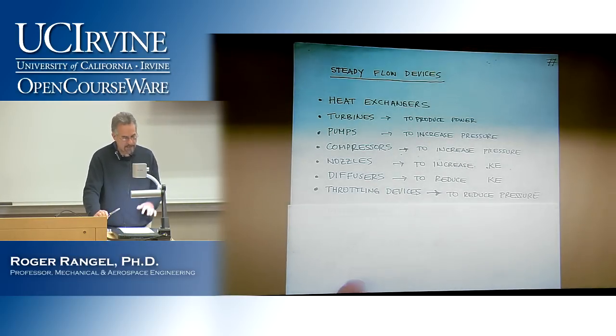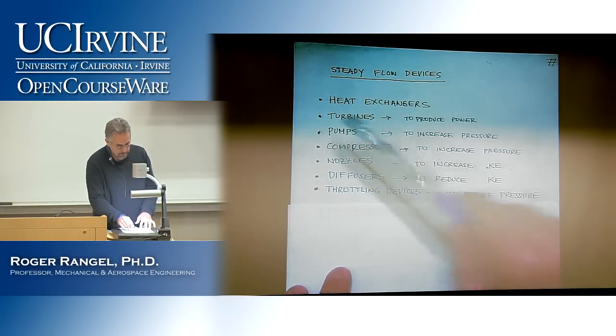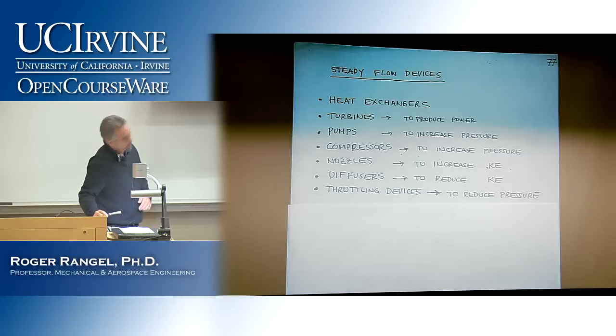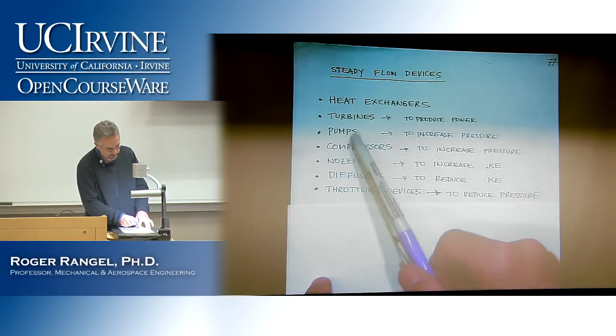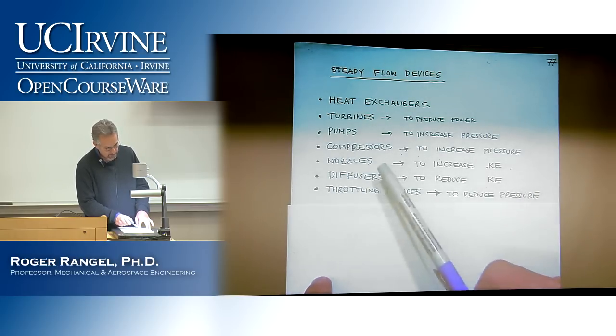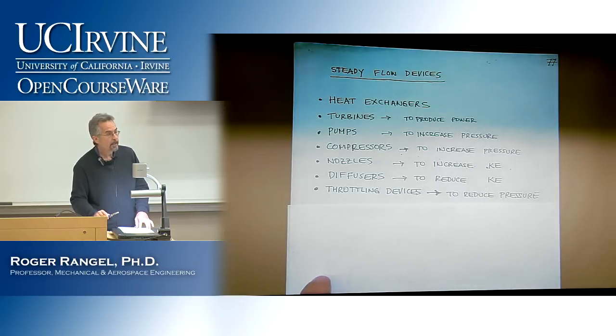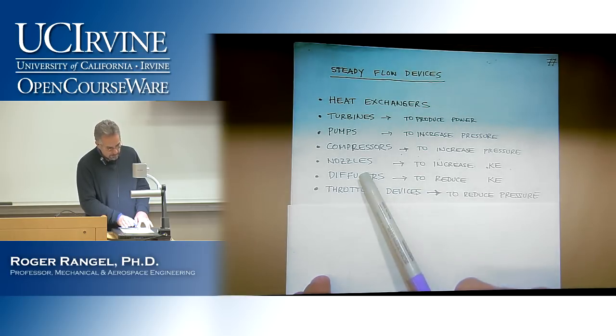Other heat exchangers, for example, are evaporators. They do the opposite. Instead of condensing, the idea is to evaporate. Turbines produce power. Pumps increase pressure. Compressors also increase pressure. What's the difference between a pump and a compressor? Both are there to increase pressure. Liquid versus gases, right? So pumps with liquids, compressors with gas. We'll also look at nozzles.